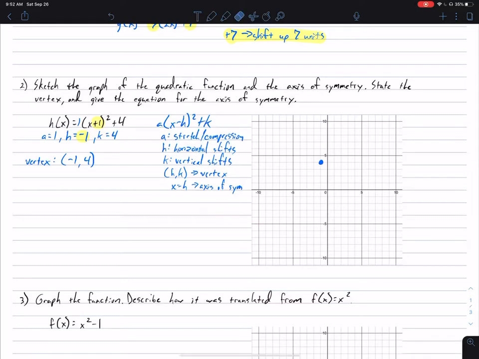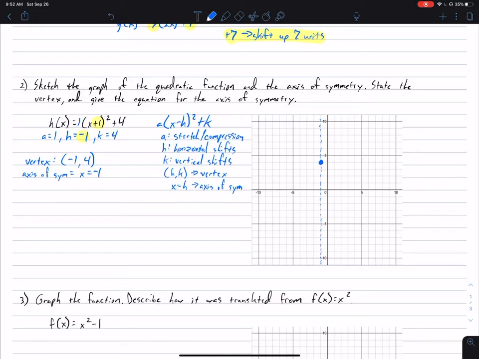My axis of symmetry is x equals h, and h in this case is -1. So I'm going to put a dotted line right down where x is equal to -1. Make sure that for axis of symmetry, in any online programs you use, you'll put that as a dotted line. So state the vertex and the equation.